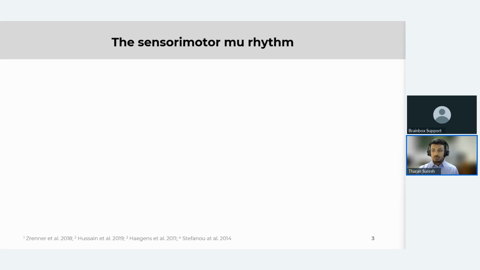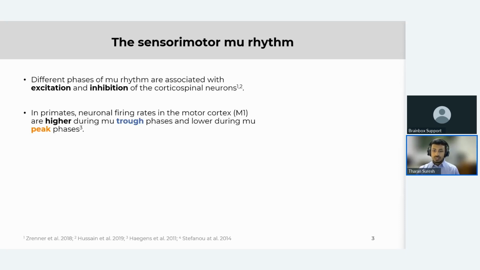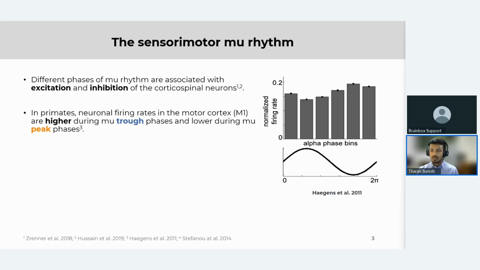The sensorimotor mu rhythm, like I mentioned, has oscillatory activity, and it reflects information processing during these brief windows of excitation and inhibition. In primates, single neuron firing rates in the motor cortex are highest during mu rhythm trough phases and lowest during mu rhythm peak phases.